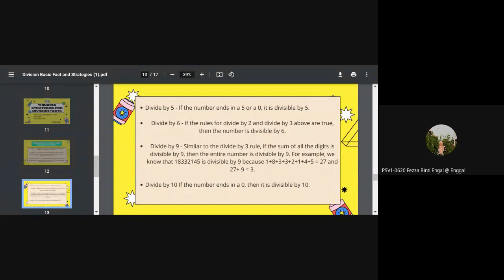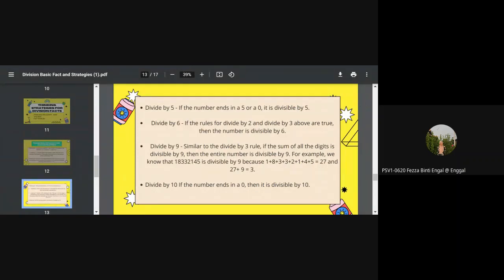Next, divide by 5. If the number ends in a 5 or a 0, then the number is divisible by 5. For example, the number 15. The end of the number is 5, right? So the number is divisible by 5, just like other numbers that end with 0, like 20, 10, 30. They are also divisible by 5 because the end of the number is 0.